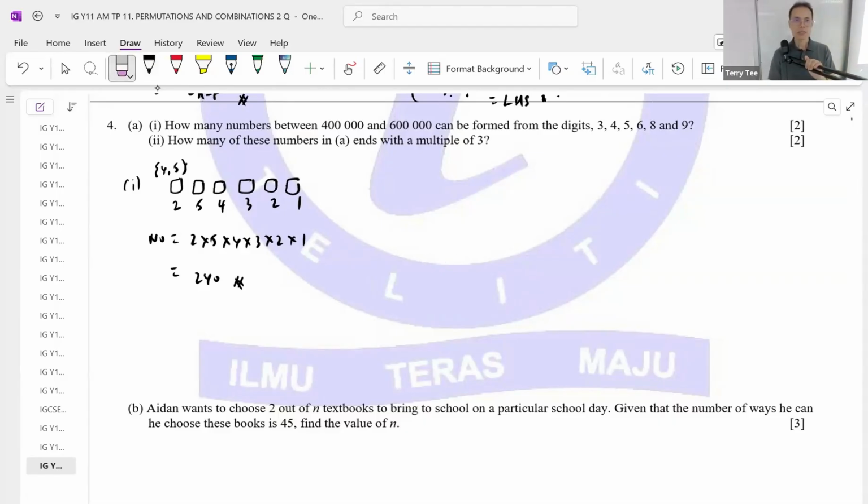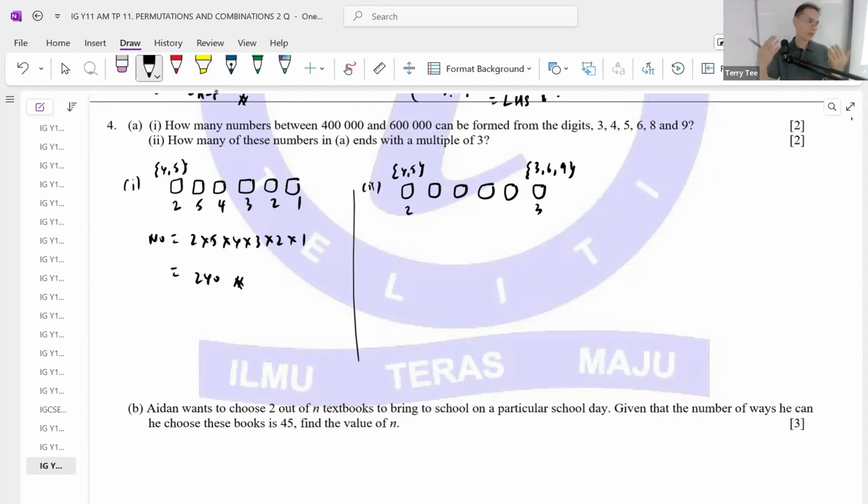Okay. Now, second part, Roman 2. How many of this number ends with a multiple of 3? So I draw 6 boxes again. A multiple of 3 means it ends with 3, 6, 9. So this is 4 and 5. Again, 2 ways, 3 ways. They are not related. You see, the numbers that we begin with and the numbers we end with, they are different sets of numbers. So it's not going to affect anything else, right?